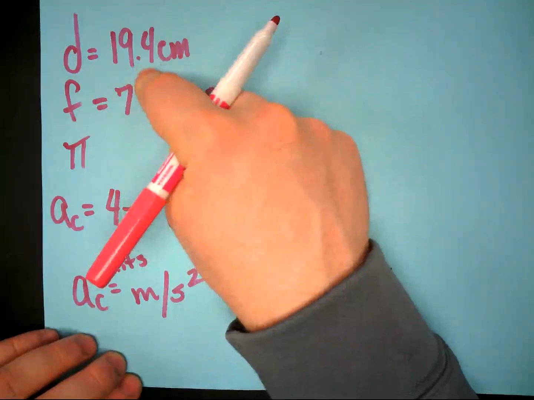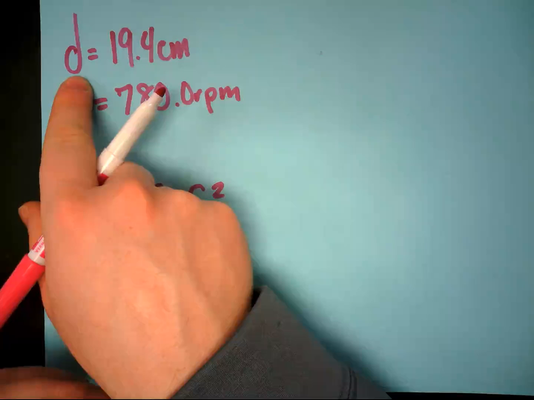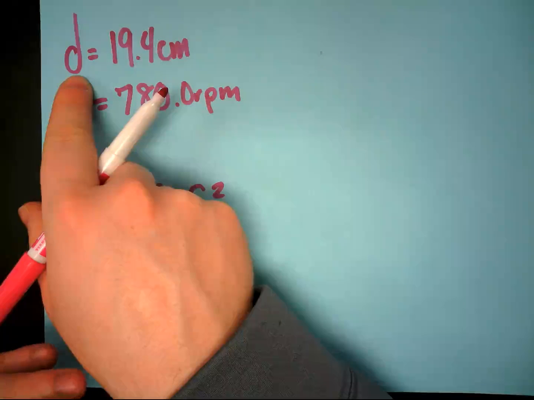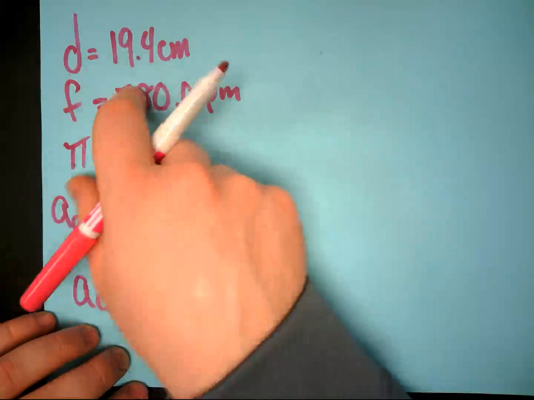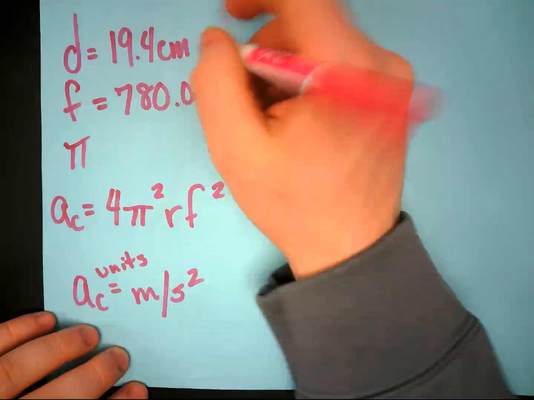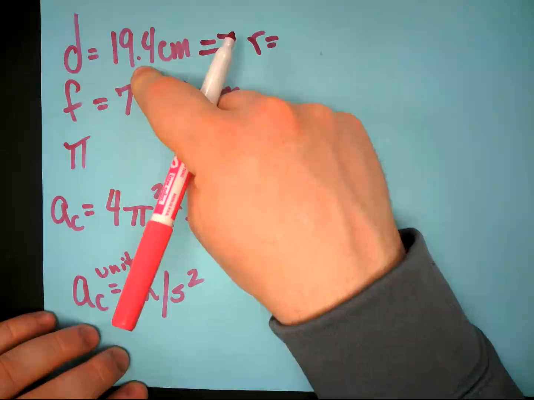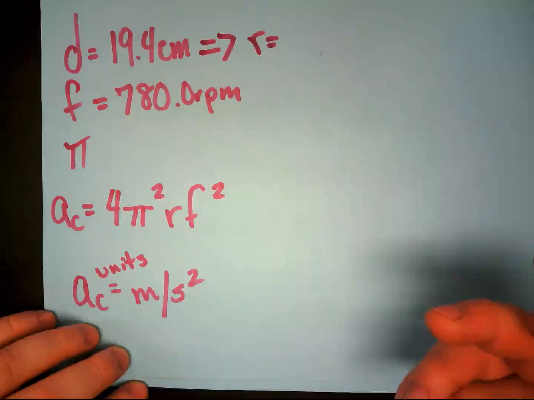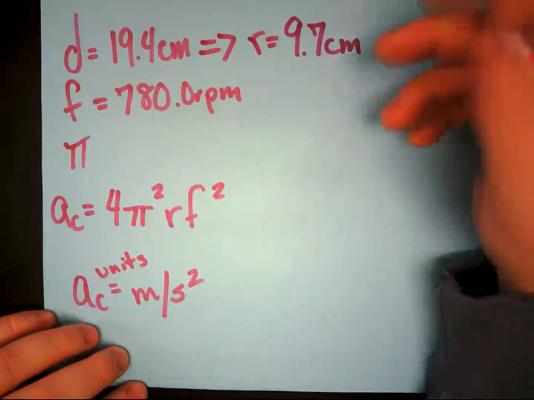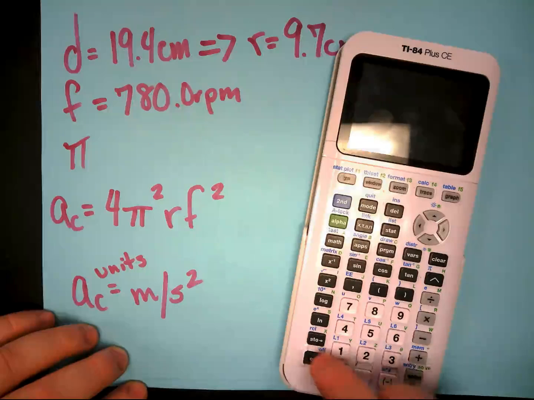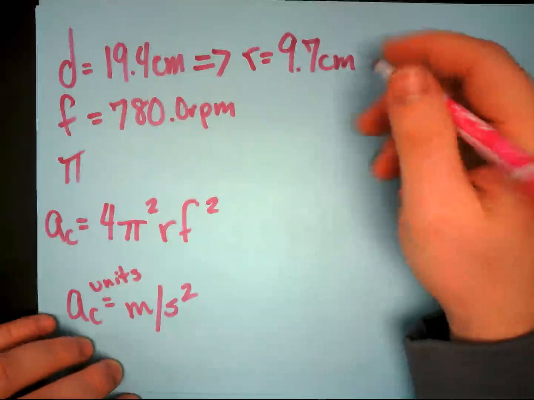So we have to change this twice. It's twice because, first, it's diameter, and we can't use diameter, we have to use radius. So first we have to change this into radius, and then we have to change this into meters. Let's make this into our radius. The radius is equal to 19.4 divided by 2. What is that, 9.7? Yeah, it's 9.7, so it's going to be 9.7 centimeters. Let me double check that just in case before I get ahead of myself. Okay, yeah, it's 9.7.